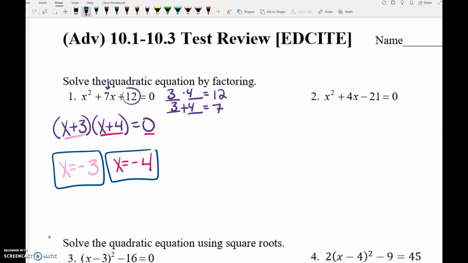There's two blanks on EdSite. You type in negative 3 into one of them, negative 4 into the other one. When you're typing in negatives, use the minus button or the dash button for minus. No spaces. Just type in that minus button and then 3, no spaces, no funny business. Just type it in.